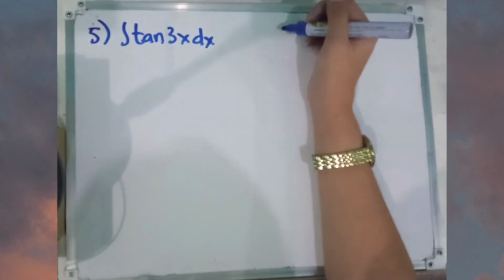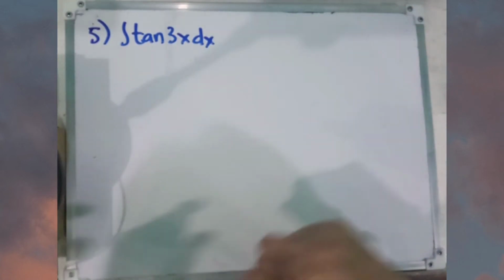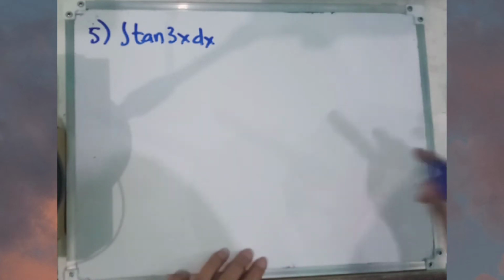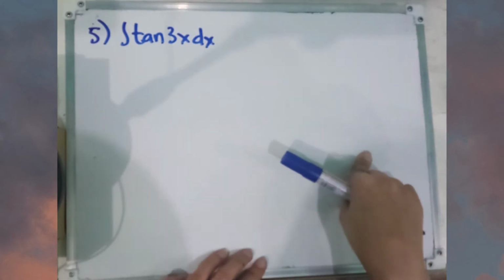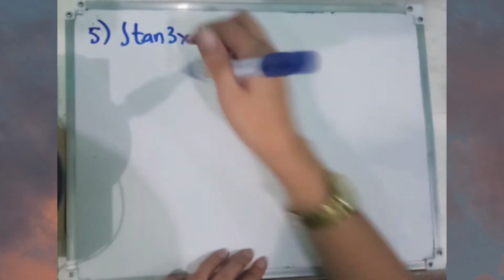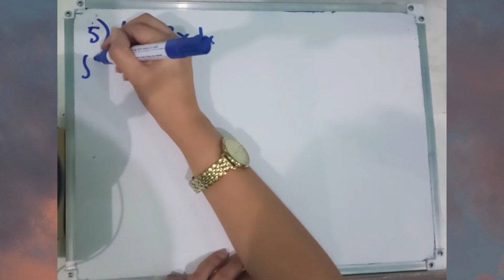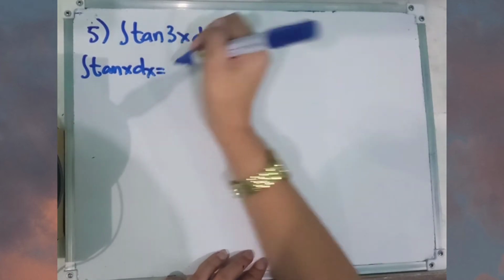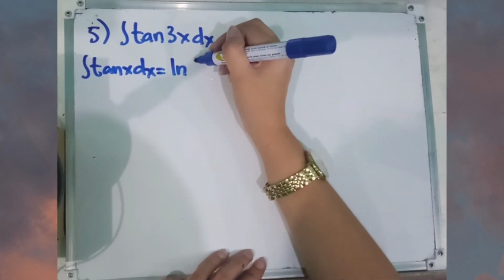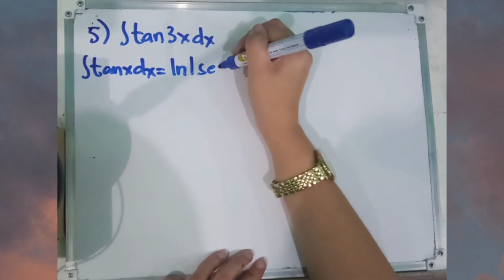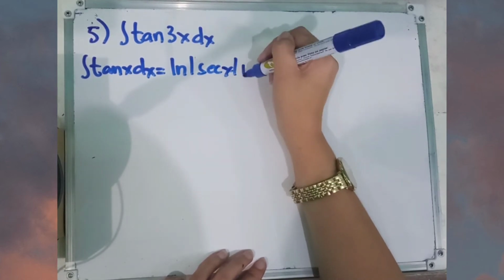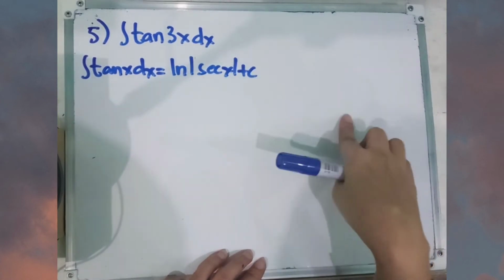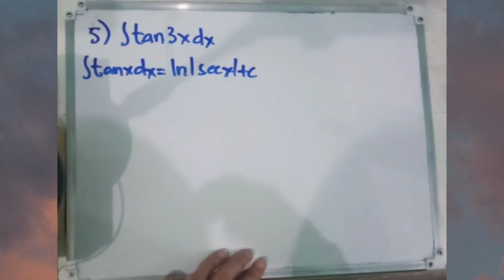Let's have example number 5. Example number 5 is the integral of tangent 3x dx. Earlier, we have proven that the integral of tangent x dx is equal to the natural logarithm of the absolute value of secant x plus c. Let's try to apply this given rule to example number 5.